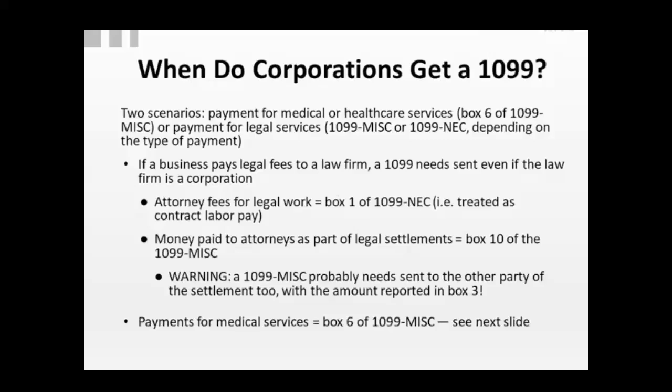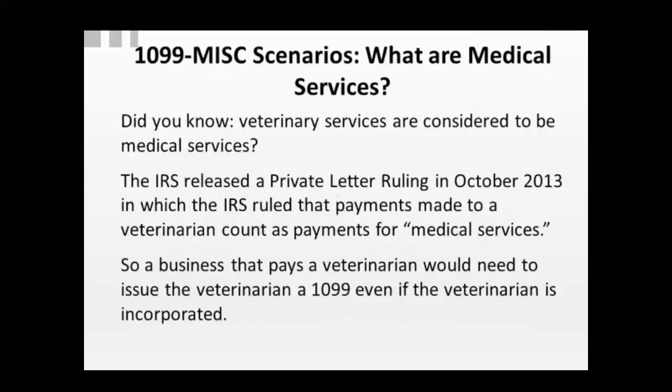And then the second scenario where corporations get a 1099 is payment for medical or healthcare services. And the IRS defines medical and healthcare services as the diagnosis, prevention, or management of injury, illness, or disease by a professional. And so if in the course of your business you pay a doctor, or you pay an ambulance service, or a nursing service, or something like that, remember we're talking about business transactions here, you would need to send a 1099 miscellaneous, box 6, to that individual or that organization, even if they're a corporation.